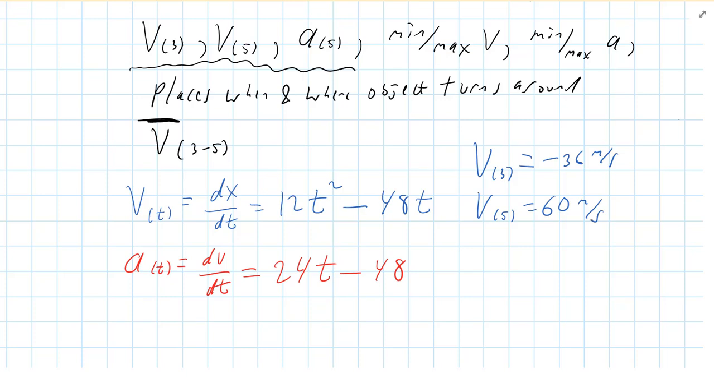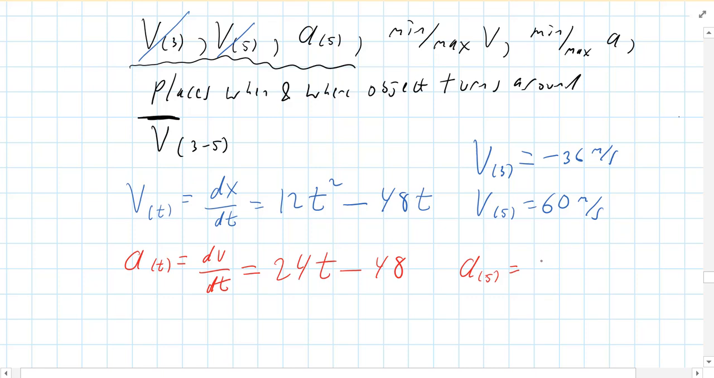All right. So we've answered the first two questions. What's the velocity at 3 seconds? What's the velocity at 5 seconds? So this and this are done. How about the acceleration at 5 seconds? Well, that's easy enough. You just plug a 5 in for t in the red equation here, and you get 24 times 5 minus 48, and you would end up with 72 meters per second per second. And again, if you want to check that in your calculator, that'd be good.